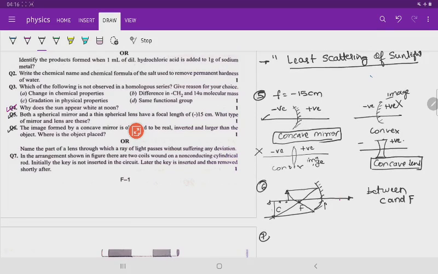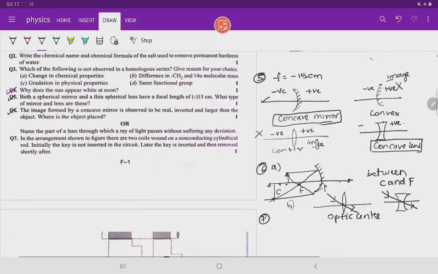So question number 7. We have question number 6 as an option question also, and you can even try the option question. Name the part of the lens through which a ray of light passes without suffering any deviation. So we know that in lenses we have a part called the optic center. Whenever a ray is incident on the optic center, it gets refracted along the same path. That means there is no deviation at all. The light travels in the same path as that of incidence.